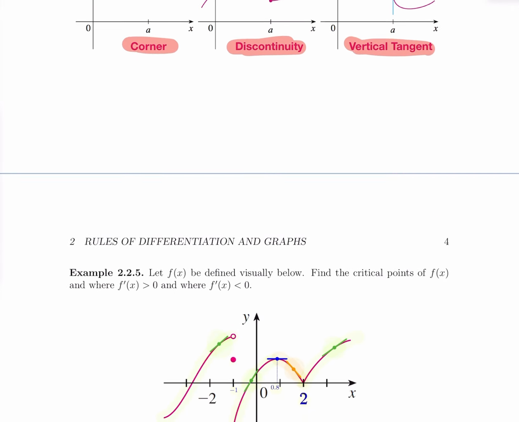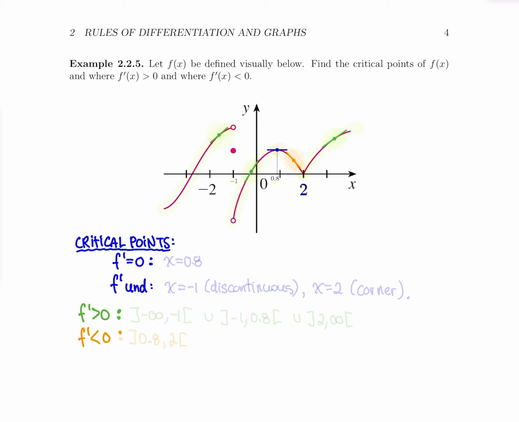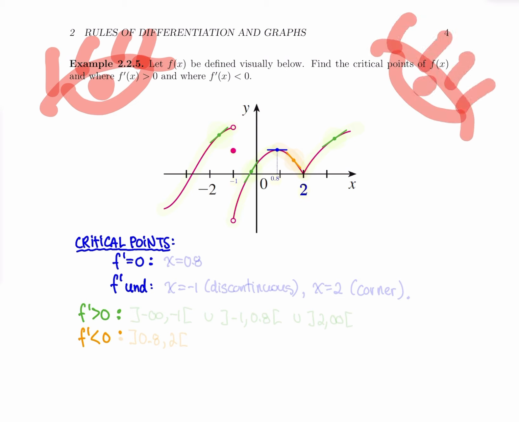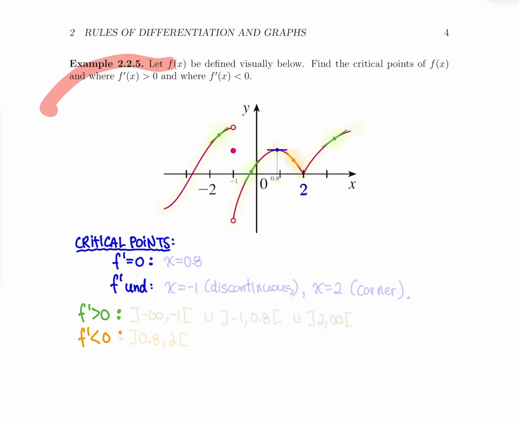Let's do an example together. Again, in the first two sections of this chapter, everything is still visual. If I give you the graph of a function, you should be able to tell me when f prime is positive, negative, where it is 0, or where it is undefined. It's very important to understand that these things are still visual. But the biggest advantage of using the slope of the tangent line is that we're going to be able to compute this soon. All right, so here's an example defined visually.